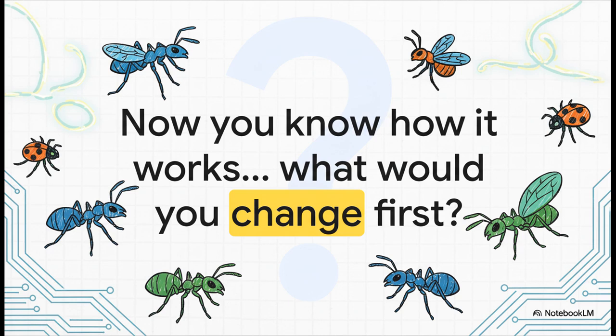And that leaves us with one final thought. Now that you've seen the blueprint, you know the rules of this little world. So the real test is, could you change them? What would you change first? Would you add a new type of ant? Maybe introduce some predators? Make the pheromones last longer or shorter? That's where the real thinking and the real fun begins.